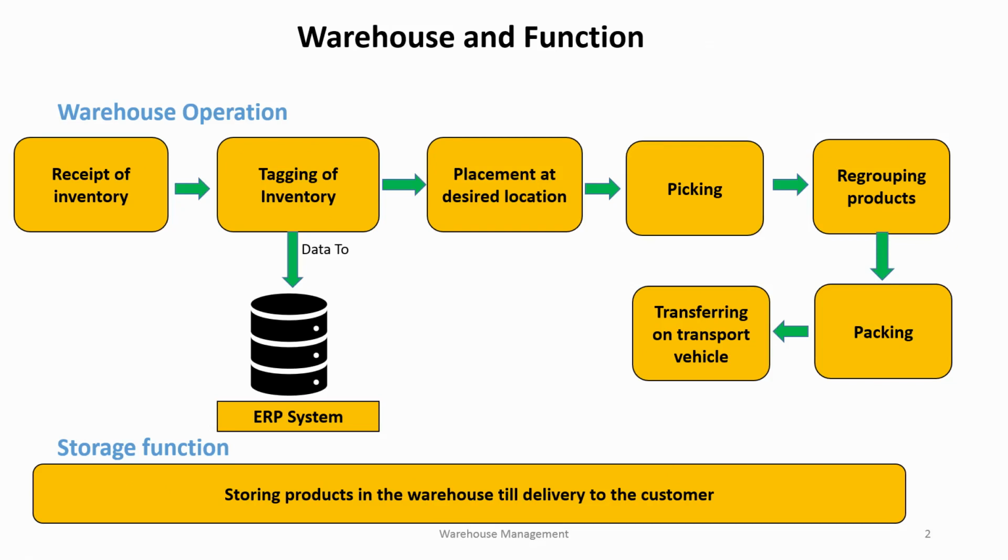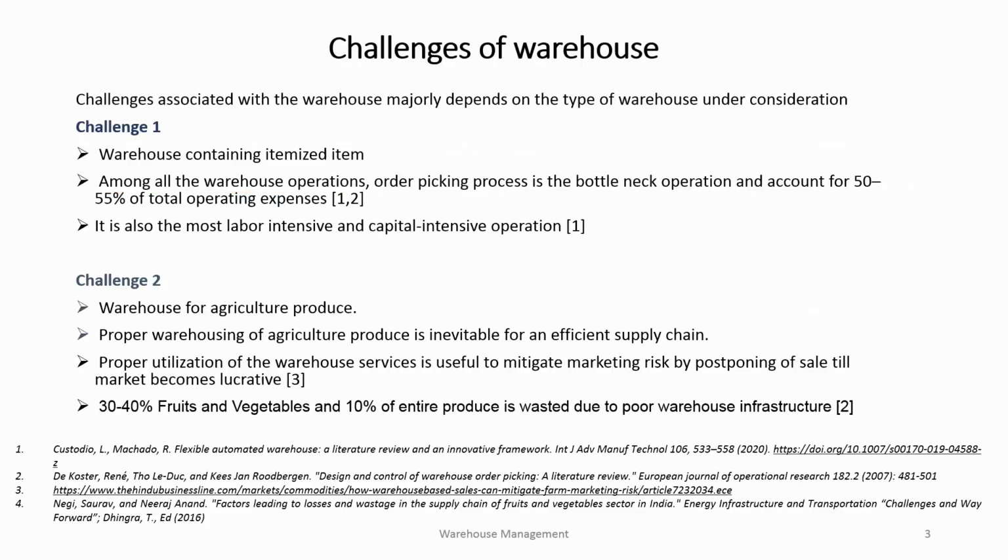Background for each one of them, you have to read those documents, for example picking, or for example transferring on transport vehicle, or for regrouping, packing. All these are very important for the warehouse operation itself. Okay. And then the storage function, storing products in the warehouse till delivery to the customer. Think about this folks, this is not easy, because if it is meat, livestock and this kind of meat particularly, or vegetables or fruits, it is one type of storage. If it is grains, it is a different type of storage. If it is shoes, clothes, it is a different type of storage requirement. Each one of them has its own different storage requirements.